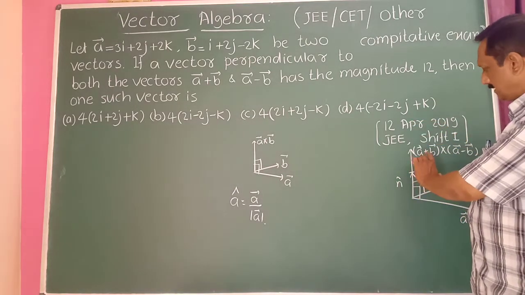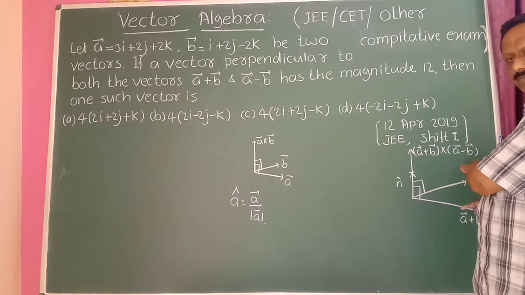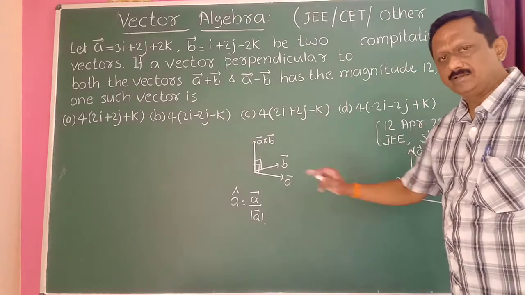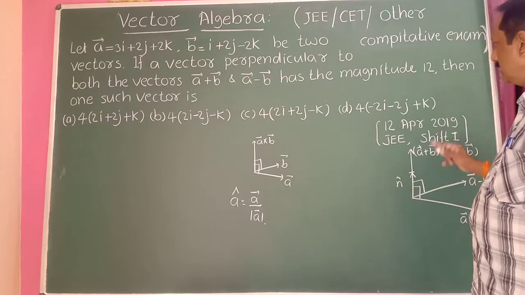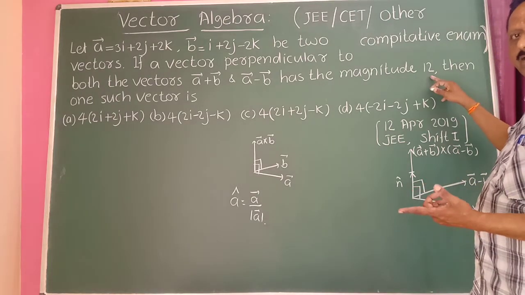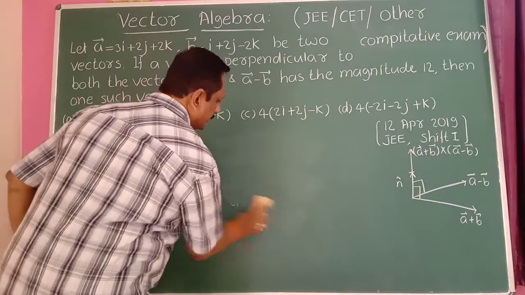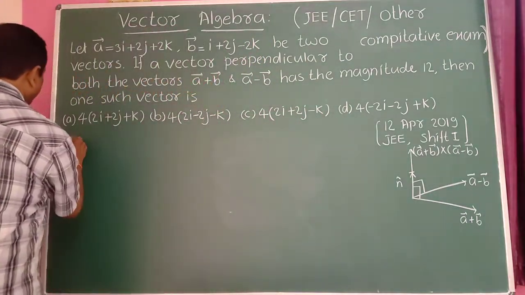First you find a bar plus b bar cross a bar minus b bar. Then find a unit vector using this formula here. Then multiply 12 to that result here. You will get a vector of magnitude 12 units here. Very simple example here. Take a solution.